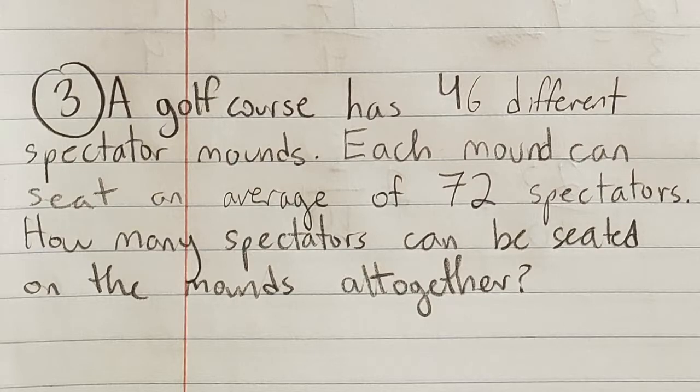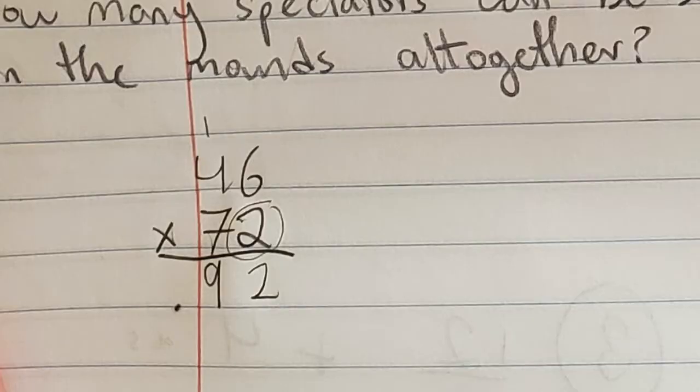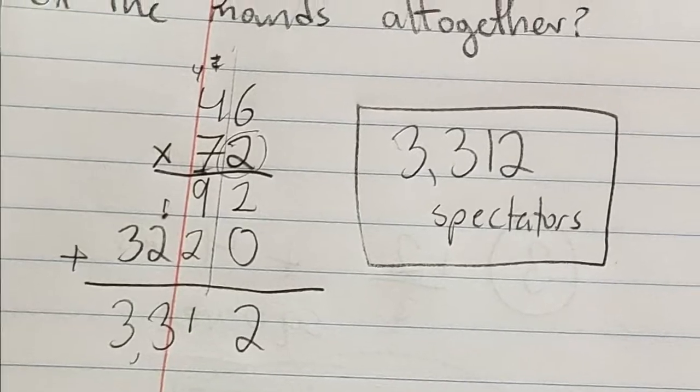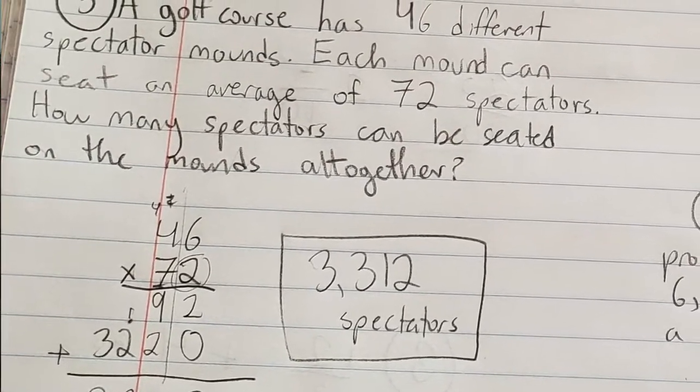A golf course has 46 different spectator mounds. Each mound can seat an average of 72 spectators. How many spectators can be seated on the mounds altogether? So again, we're just pulling our numbers, 46 and 72. Again, you can multiply them in either order. I just wrote them the way they showed up in the question. We do the 2, get 92. We do the 7, get 3,220. We add them together, we get 3,312 spectators.